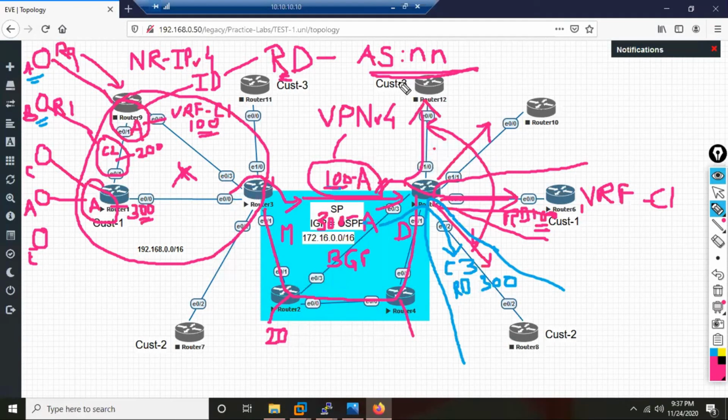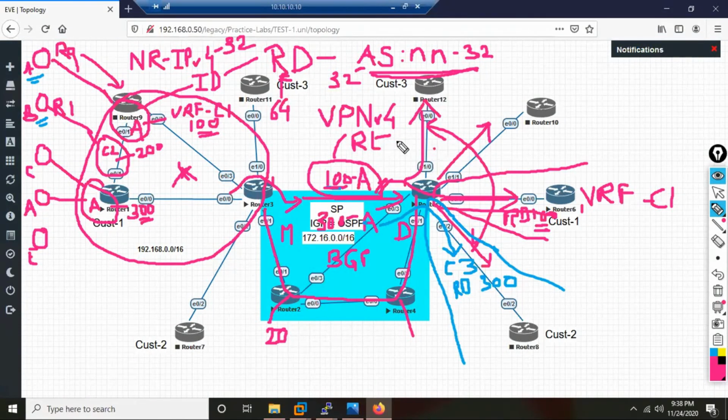Originally the community was in the old format, only NN. And if you remember, how big is a normal IPv4 route? 32 bits, right? What about AS colon NN? This is 32 bit and this is also 32 bit. That means the RD is 64 bit.